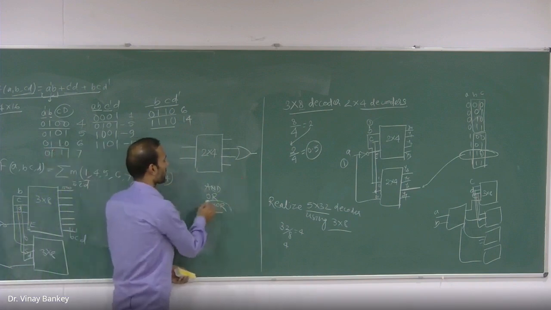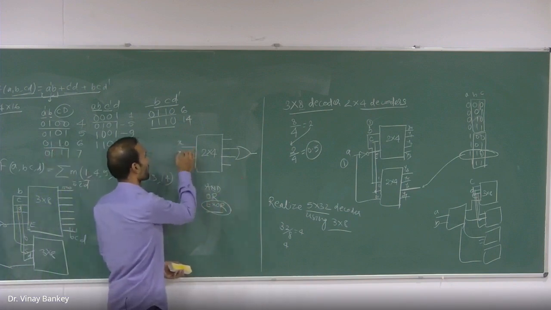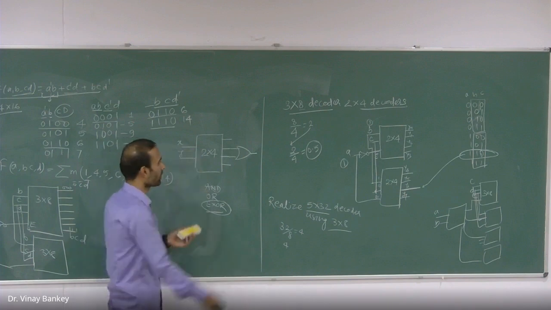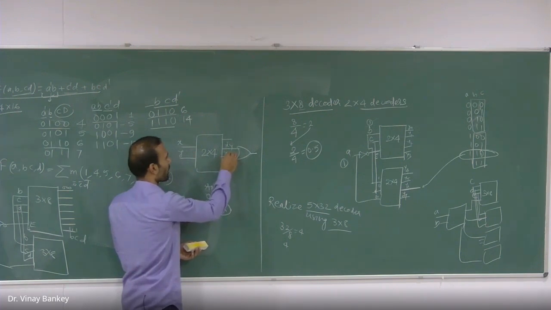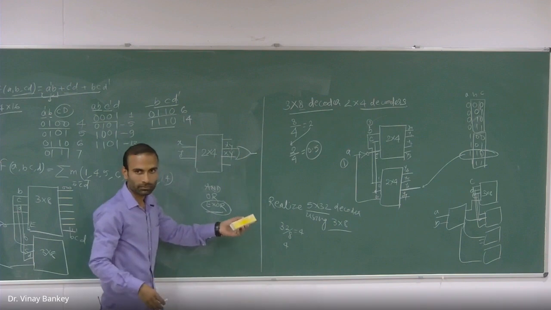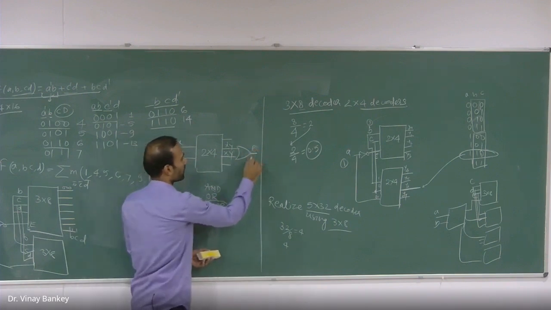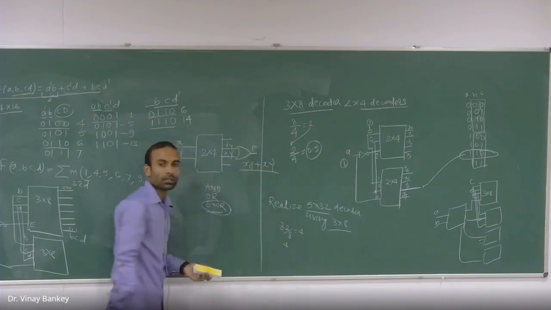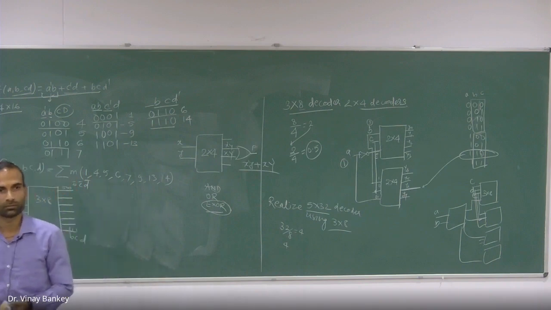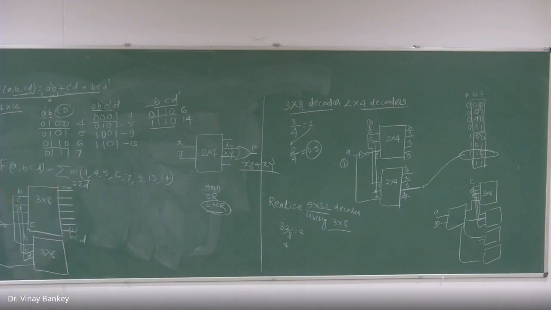So the correct answer is XOR gate. If here X and Y are the inputs of this decoder, so this will be X bar Y, and this will be X Y bar. So F will be what? The output of this OR gate will be X bar Y plus X Y bar. That is XOR gate. So this type of questions comes everywhere in your competitive exam.